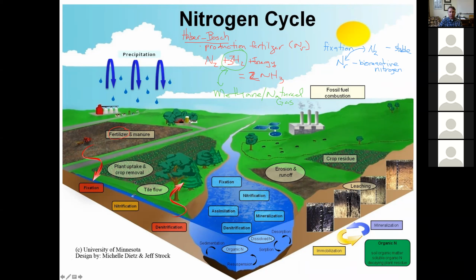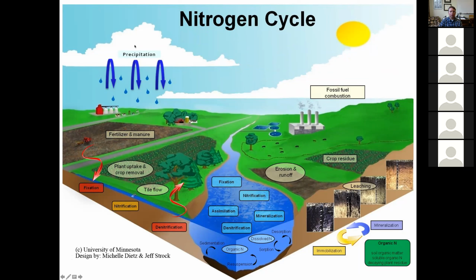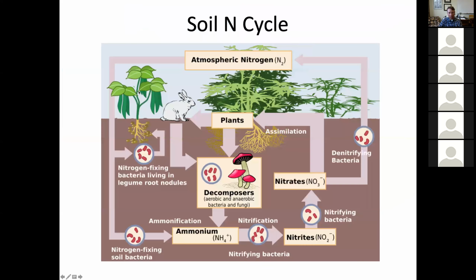So let's focus in now on the soil nitrogen cycle. If I can get this screen to move. All right, there we go.